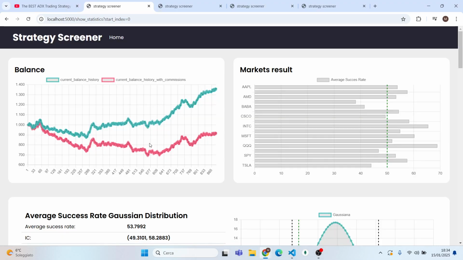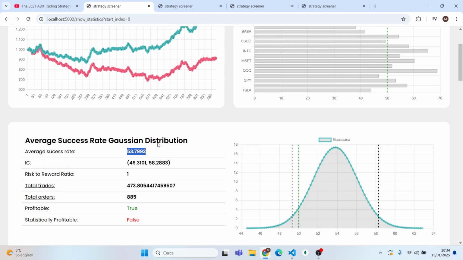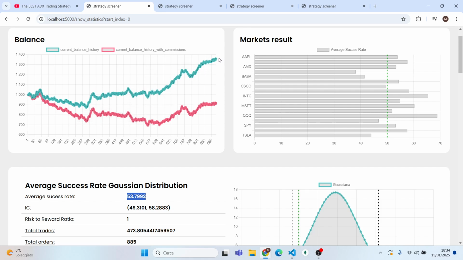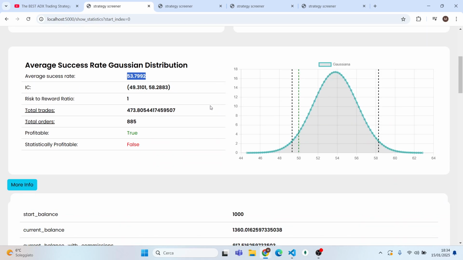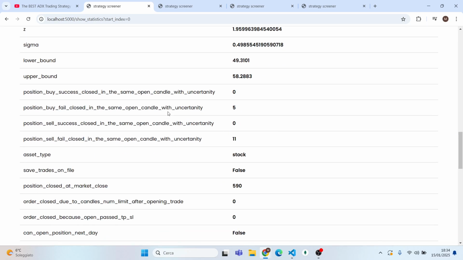But how does it perform over years of data? As you can see, it performs quite good with an average success rate of 54%. You would have been profitable without commissions, but not with commissions. But the two biggest problems are that it is not statistically profitable, and the number of trades is really low, and that's bad. Let's see other information about this strategy.